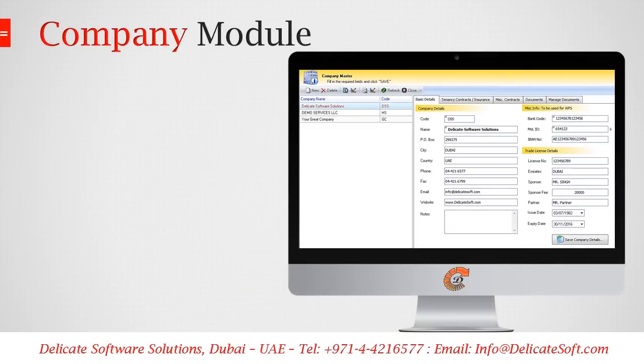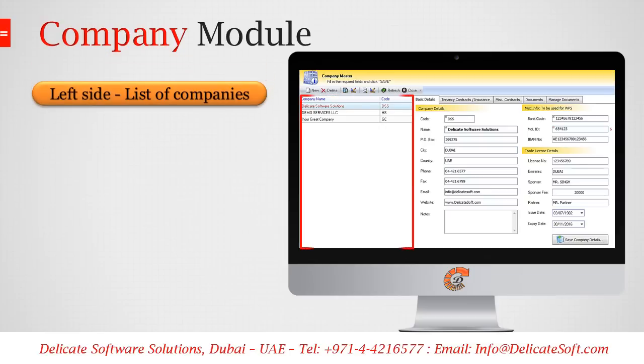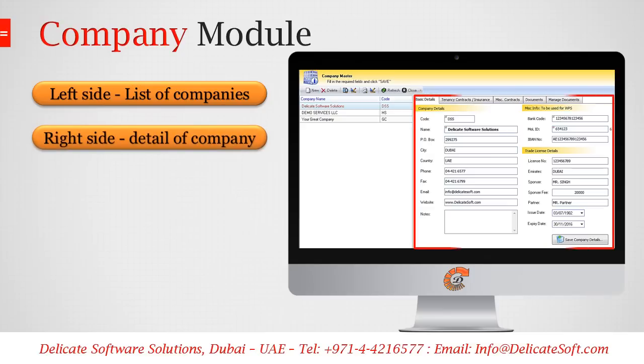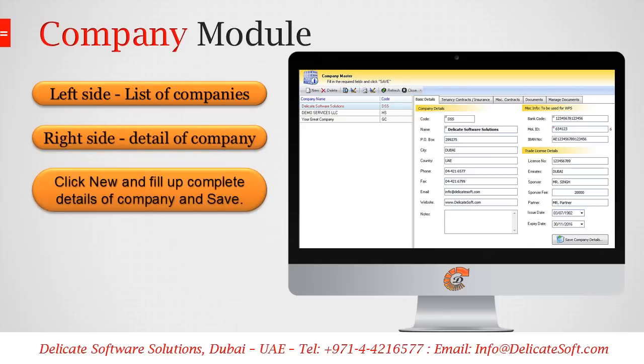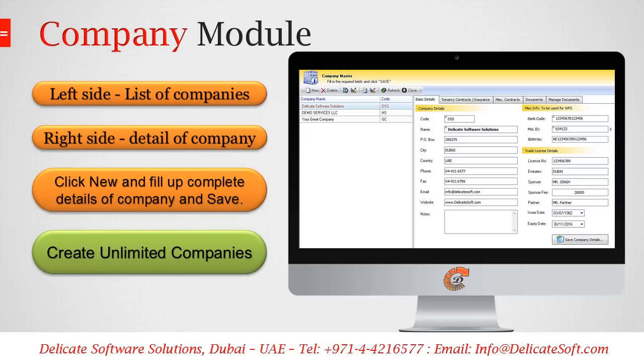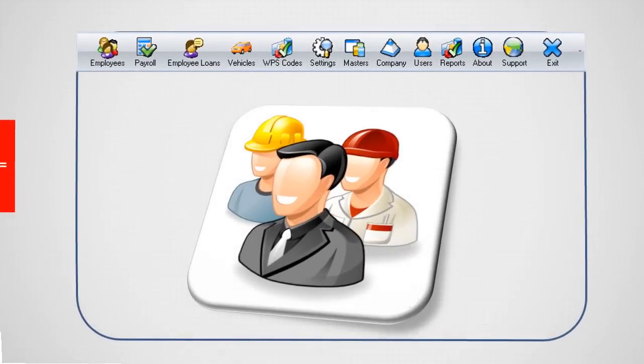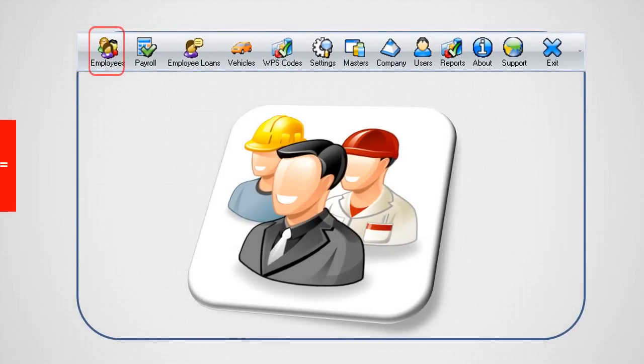In the Company module, you can create unlimited companies. On the left-hand side, we have a list of all our companies. And on the right side, we can see complete details of the selected company. Just click New, fill up basic information with trade license details of the company and click Save. That's how you can create unlimited companies. And now, let's move to the Employee Record Management module.